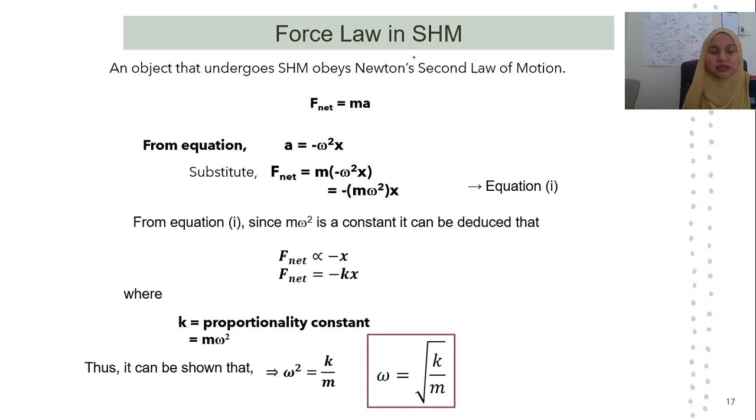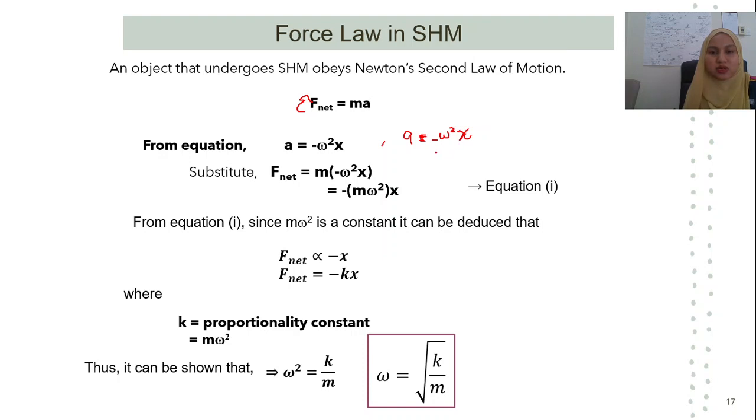Force law in simple harmonic motion. By using Newton's second law, because an object that undergoes simple harmonic motion obeys Newton's second law of motion, which is from the equation F net equal to ma, or summation of F equal to ma. So we know that a equal to negative omega squared x, as we have learned in chapter 1, how to find the a related to the omega.